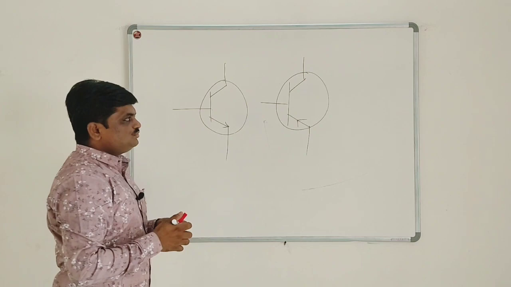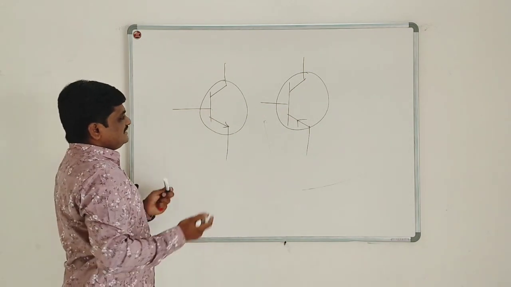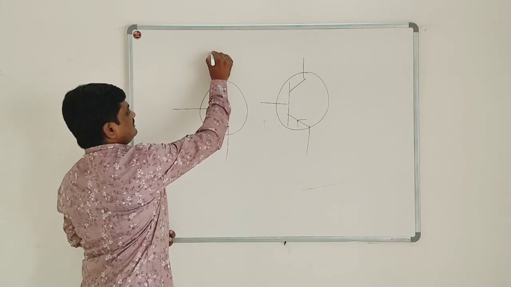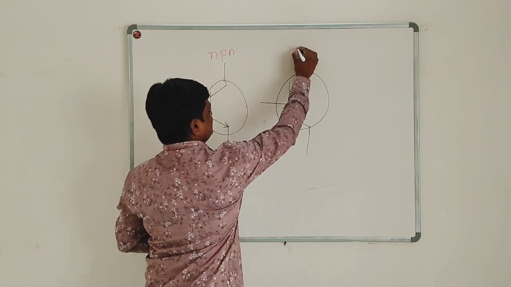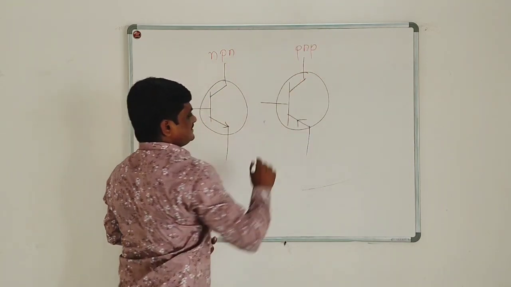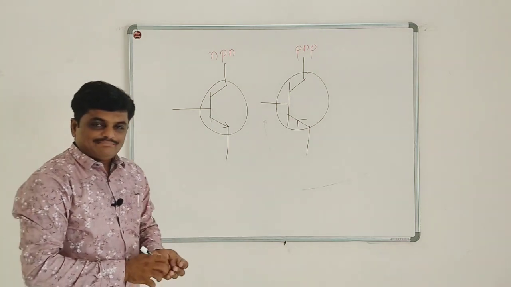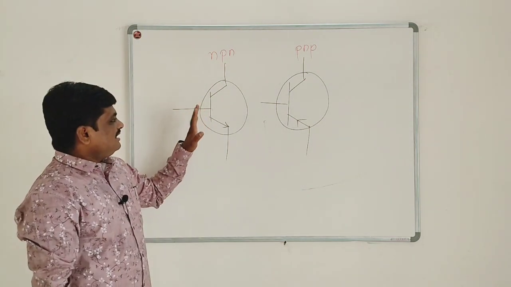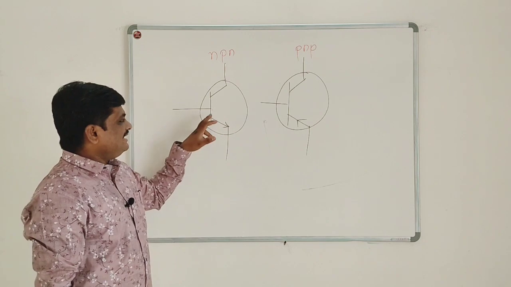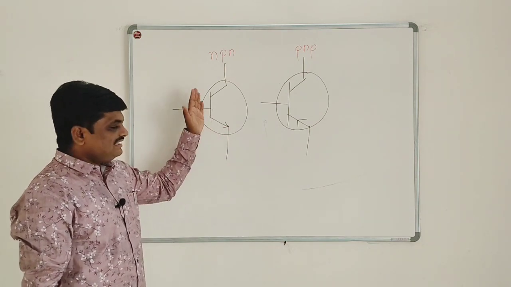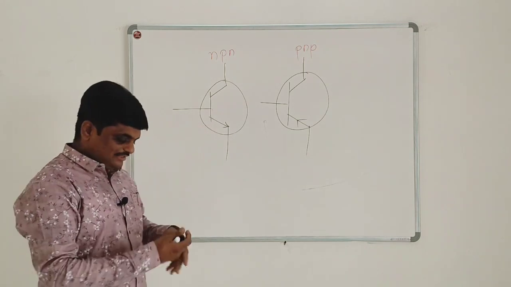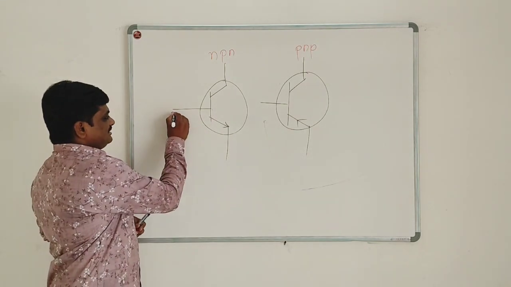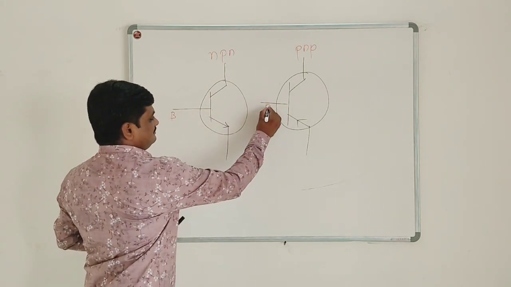So I draw here two symbols, and each symbol has three terminals. First symbol is of NPN transistor, second is of PNP transistor. So what is there in this symbol? In the symbol we have symmetry, and at the center we have a terminal. Obviously it is the middle terminal, it is the base terminal. So this middle terminal is the base terminal.